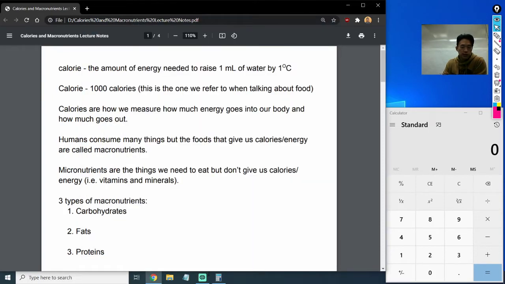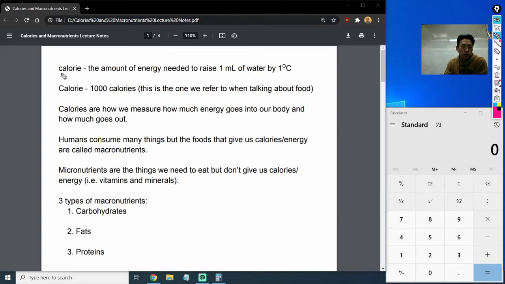Alrighty guys, so in today's lecture we're going to be talking about something called calories and macronutrients. Now I know for sure that you guys have heard that term calorie before, and if you're into fitness and nutrition and things like that, you probably have heard the term macronutrients or macros before. But we're going to talk about it in a little bit more detail.